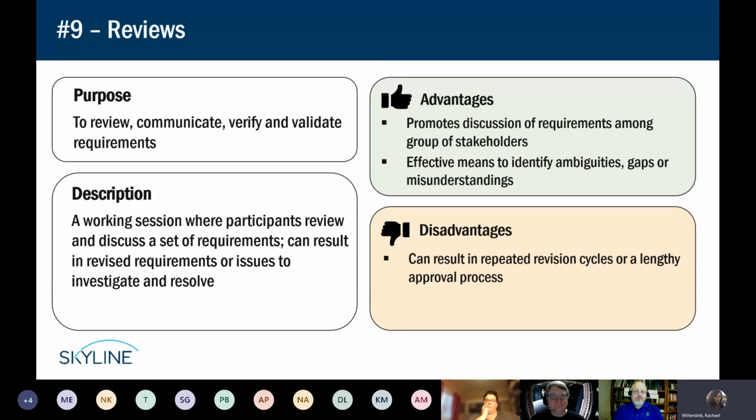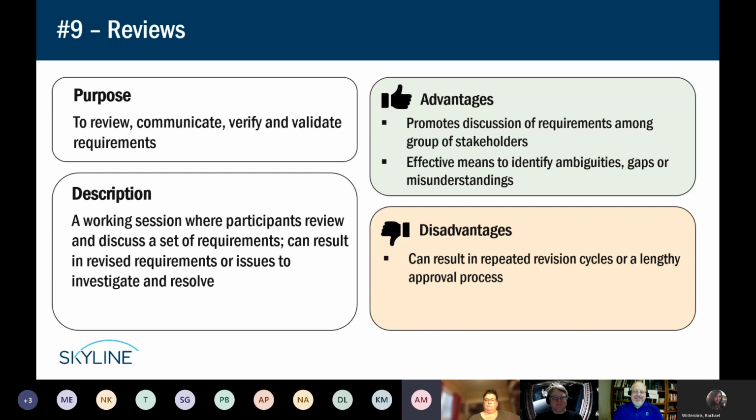Right, number 9, reviews. Okay, who knows what a review is? Oh, come on. Somebody better answer this question. Go ahead, Ashley. She raised her hand. Come on, Ashley. Yeah, sorry, I had trouble hitting the mute button.